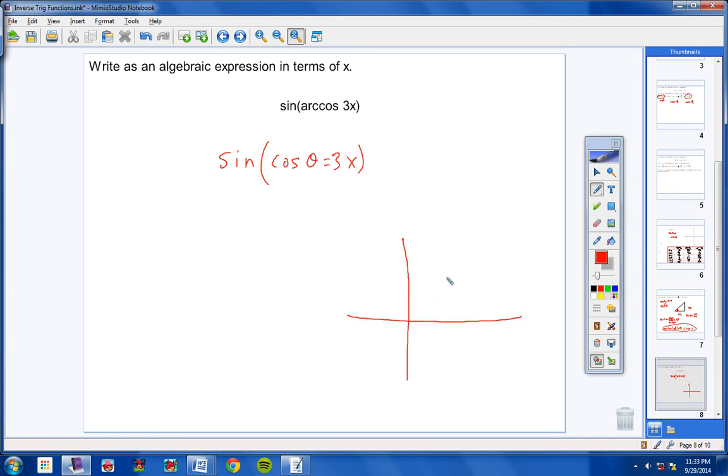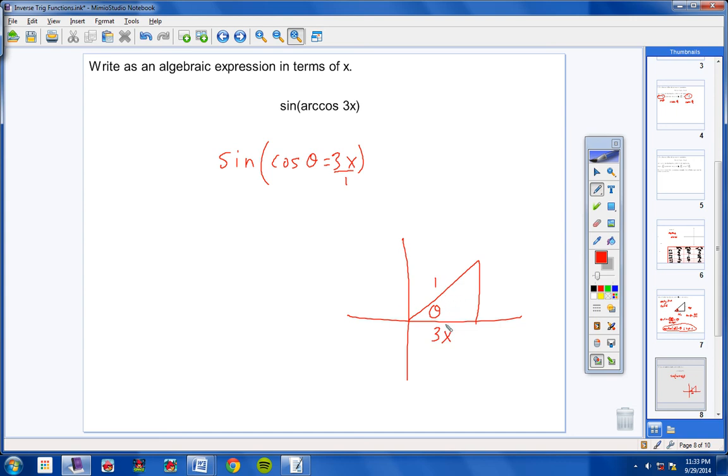Well, cosine is going to be here or here, and notice when you're taking cosine of theta, you're getting a positive 3x. So we're going to be in the first quadrant. So here's theta. Now watch carefully. Cosine of theta equals 3x over what? 1. So cosine is adjacent over hypotenuse. So the adjacent side is 3x, and the hypotenuse is 1.